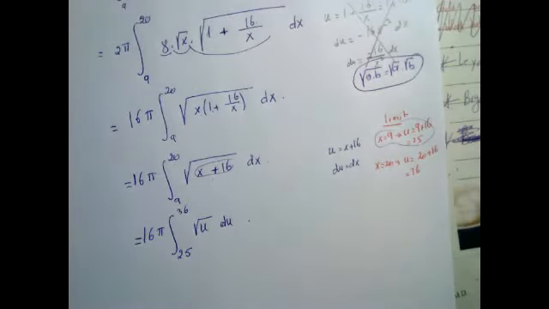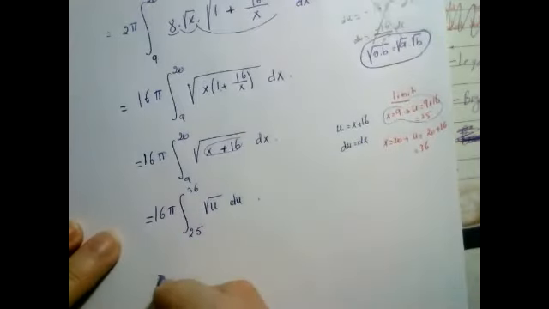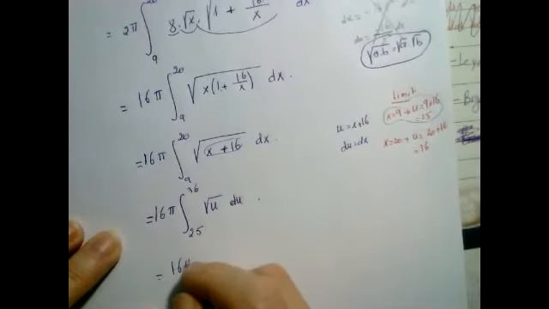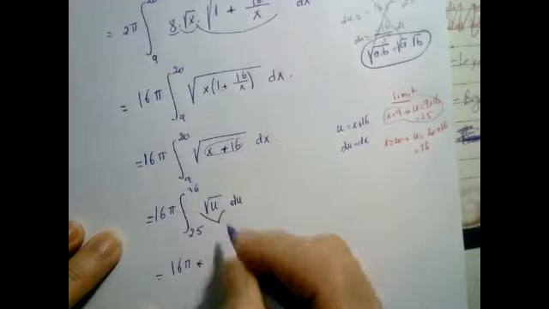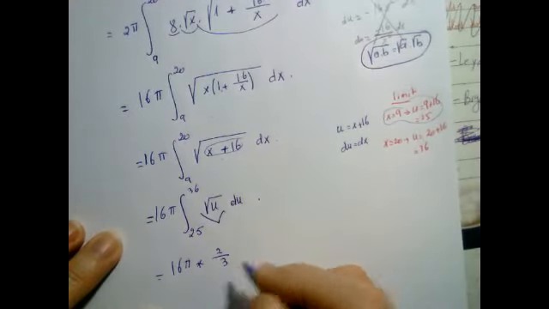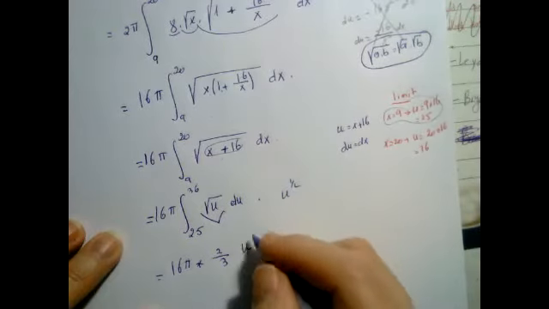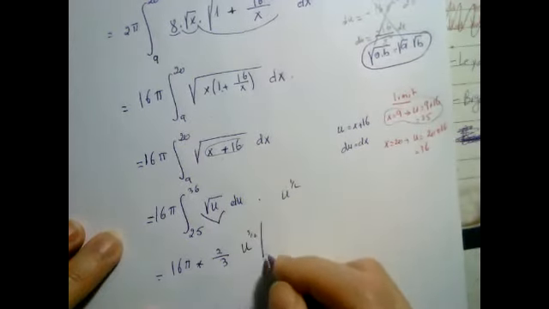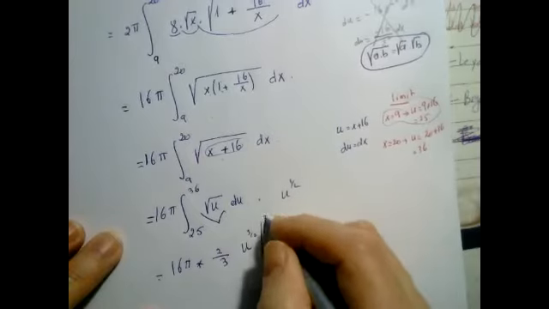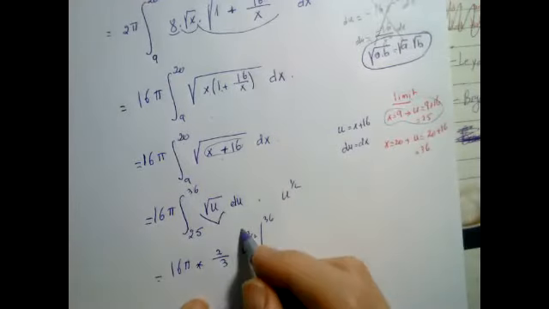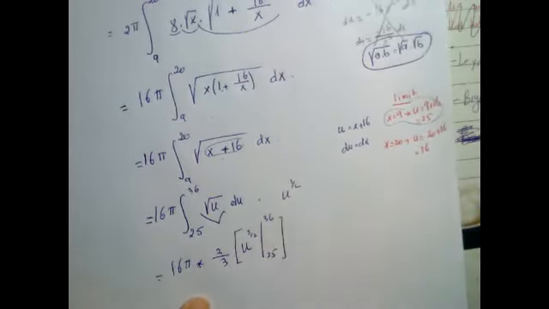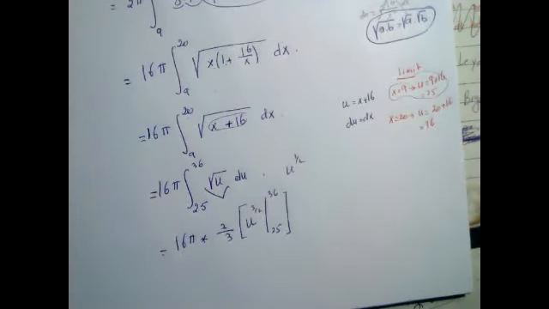Okay, and now it's simple. I mean, we've done this like a million times. So it's 16 pi times the antiderivative of that, which is 2/3, because as you know, we can rewrite it as u to the power a half, u to the power 3/2, evaluated between 25 and 36. All those constants can be basically factored out to make the problem simple.